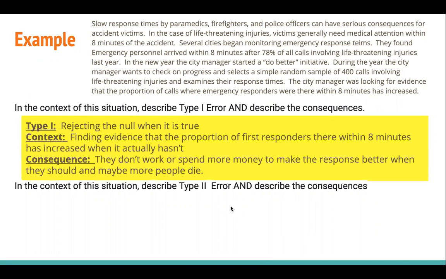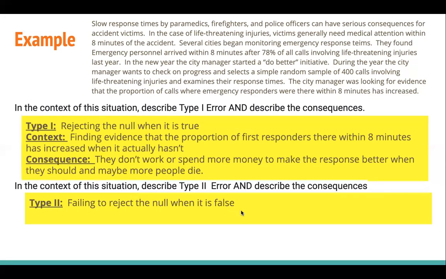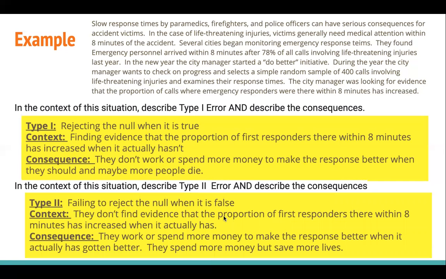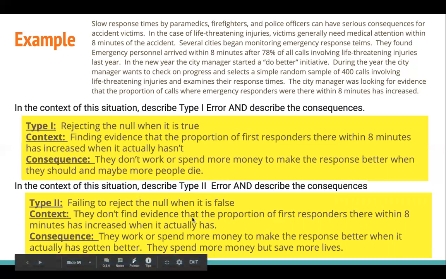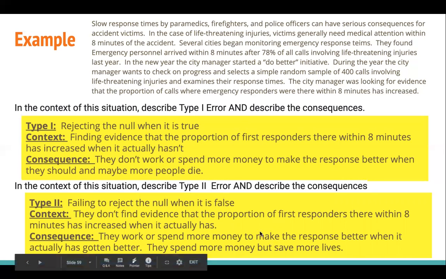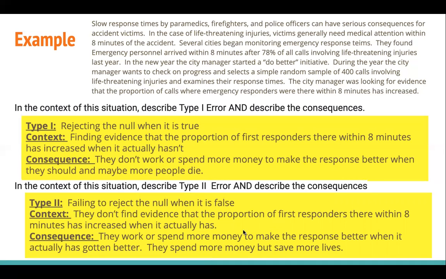Let's go ahead and break down type 2 error. Now, type 2 is fail to reject when it's false, when I really should. What this means is they don't find evidence, right? They don't find evidence of an increase when it actually has. And what could this mean as a consequence? Well, maybe they work harder to try to increase this percentage when in actuality they already did that. In this case, they'd be spending more money, which is a downside, but they would be saving more lives.